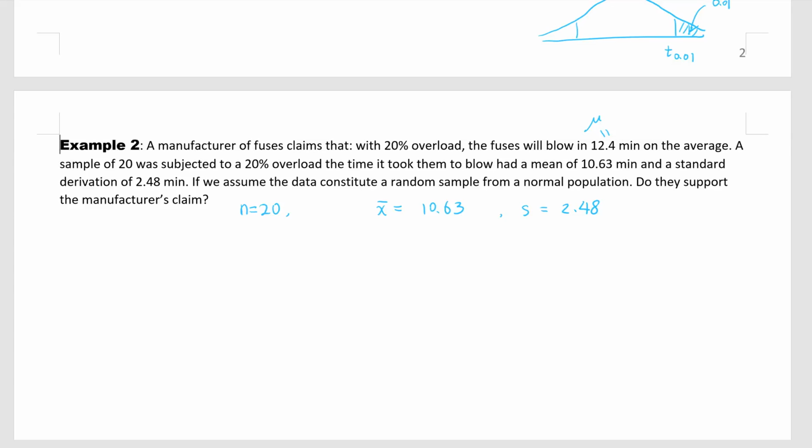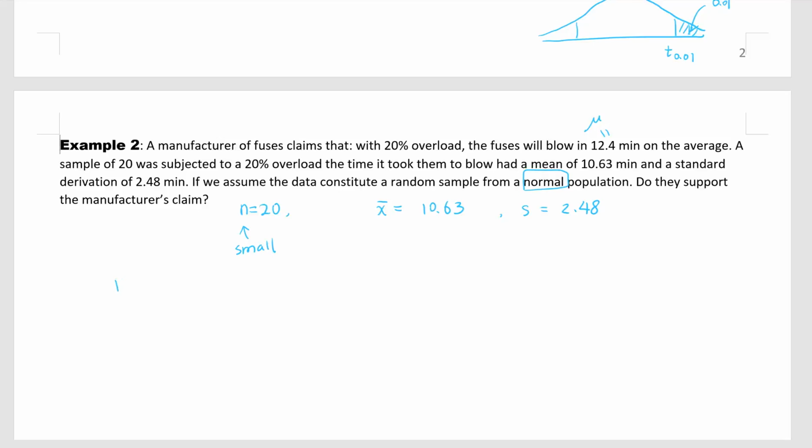If we assume the data constitutes a random sample from a normal population, do they support the manufacturer's claim? Here we can see n is less than 30, so n is small. And because we have a normal population, we can use the t distribution to calculate.